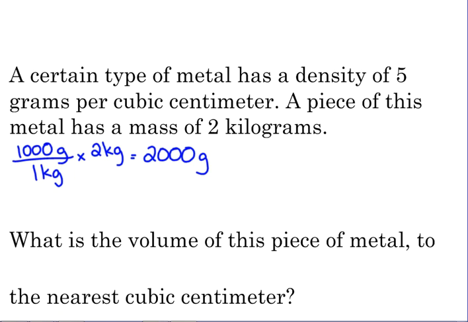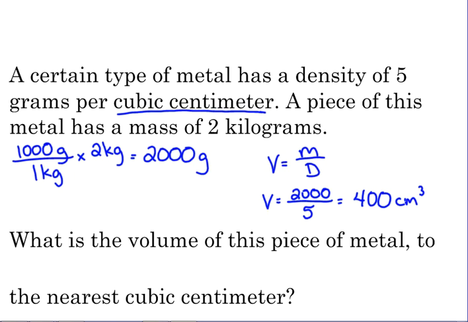All right, we want to know volume. We can find volume by dividing mass by our density. Volume is mass divided by density. So our mass is 2,000. Our density is 5. So when we divide that, we get what? 400. And that would be cubic centimeters.